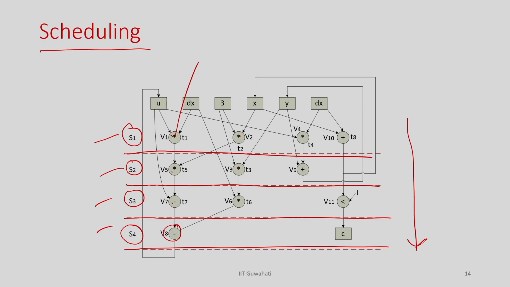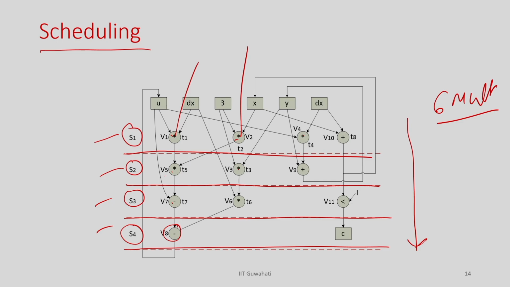We have to realize the data path. So now the question is, how are we going to realize it? I am going to consider a multiplier for each such multiplication. Then there are 1, 2, 3, 4, 5, 6 multipliers, so I need 6 multipliers, which is obvious.